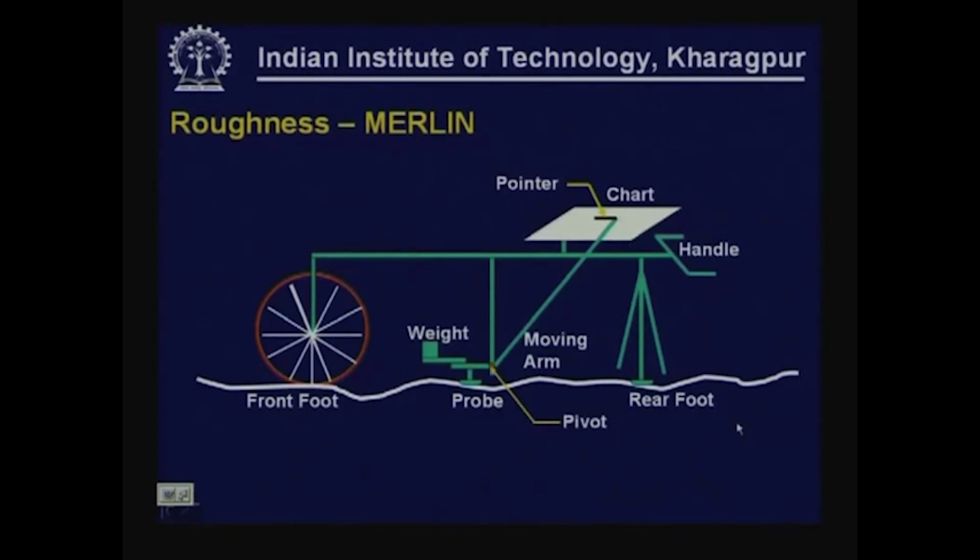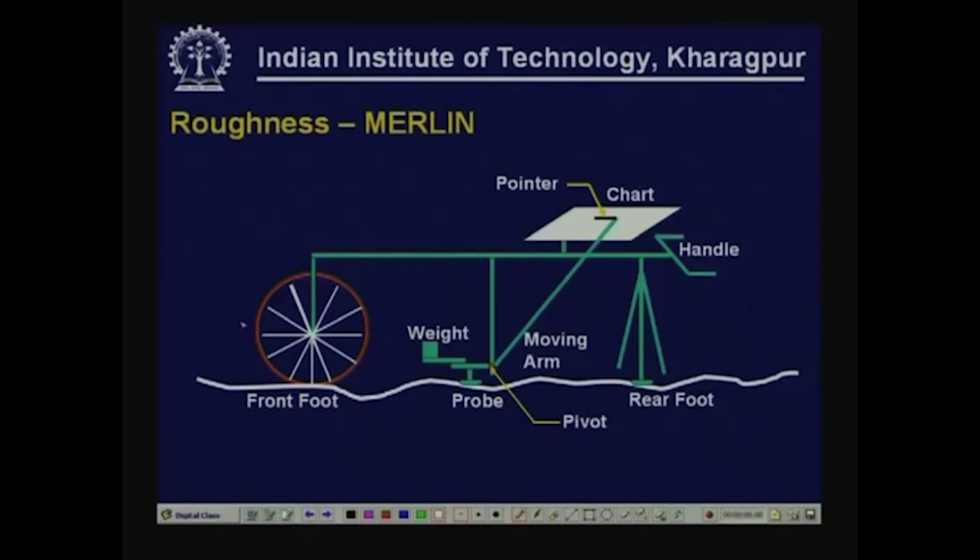This is a diagrammatic presentation of the Merlin equipment. This has a wheel in the front and a rear leg. This is the rear foot. The location at which the wheel touches the pavement surface can be considered to be the front foot. So if we connect this point to this point, with reference to this, the probe point is going to be somewhere here.